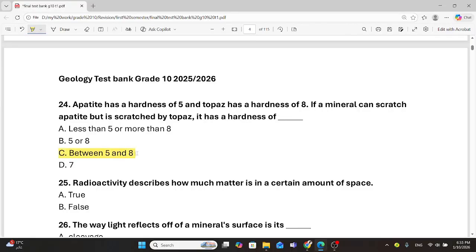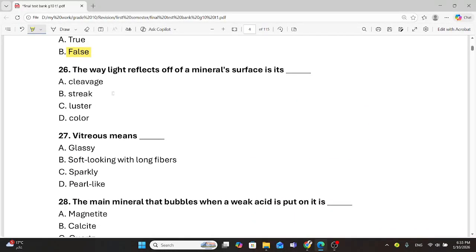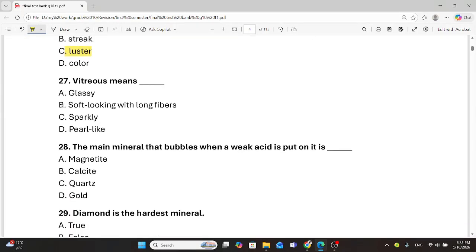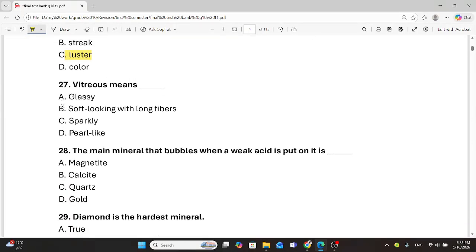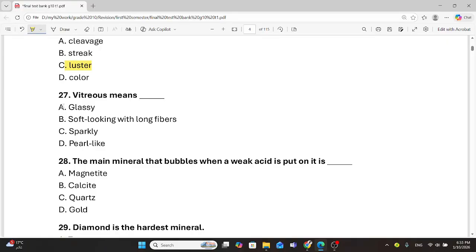طيب radioactivity describes how much matter is in a certain amount of space. false، ملهاش علاقة. طيب the way light reflects off a mineral surface هتبقى ايه؟ luster. طيب بيقول لنا الفيدرس means فيدرس هتبقى means classy ولا soft looking with long fibers ولا sparkly ولا pearl like. هتبقى الفيدرس يعني classy.